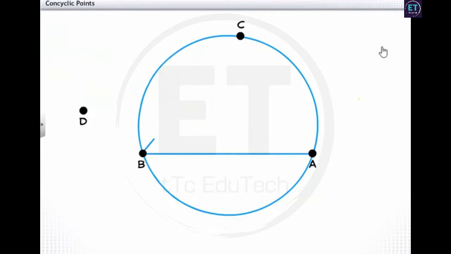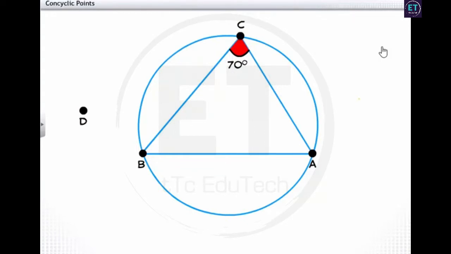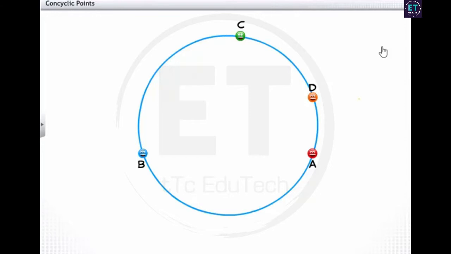First, let us join AB, BC and AC. Now, let us measure angle ACB. In this position, angle ACB is equal to 70 degrees. Now, we are very close to finding the correct position for D. We just find another point that makes the same angle as angle ACB with AB. In this case, we find another point that makes an angle of 70 degrees with AB, and that is where D should stand. D has found his position. Like his friends A, B and C, he is also standing on the circle.